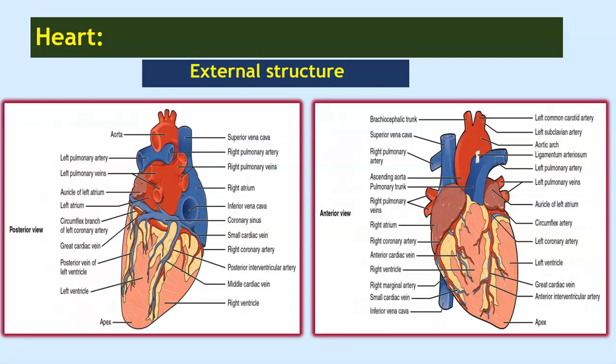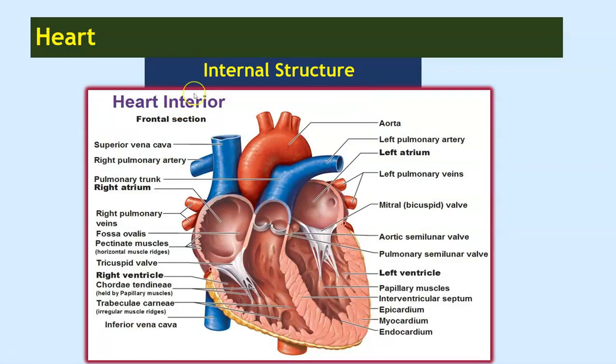The right atrium receives the superior and inferior vena cava. Here you can see this is your right atrium and it receives the superior and the inferior vena cava along its dorsal surface. Pulmonary veins open into the left atrium along the dorsal surface of the heart. So here students, this is the left atrium and the pulmonary veins open in this region. Now students, we'll have a look at the internal structure of the heart.